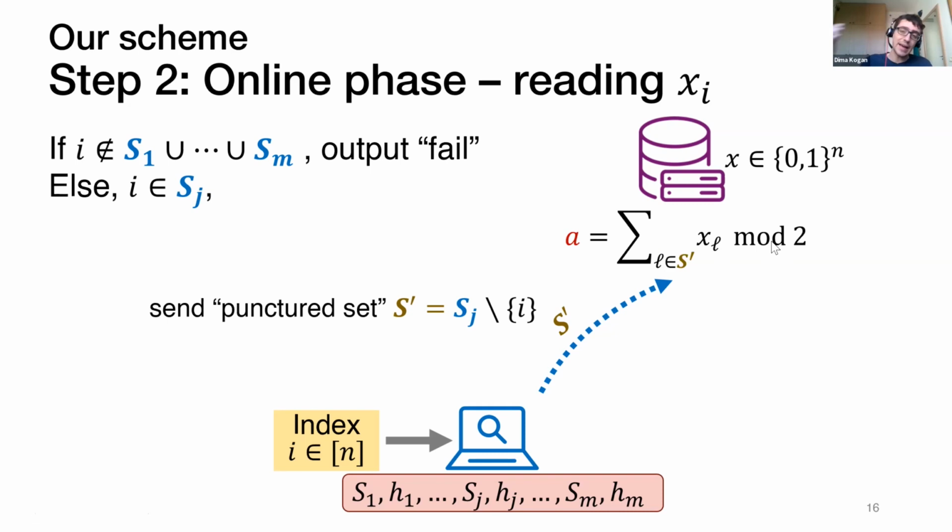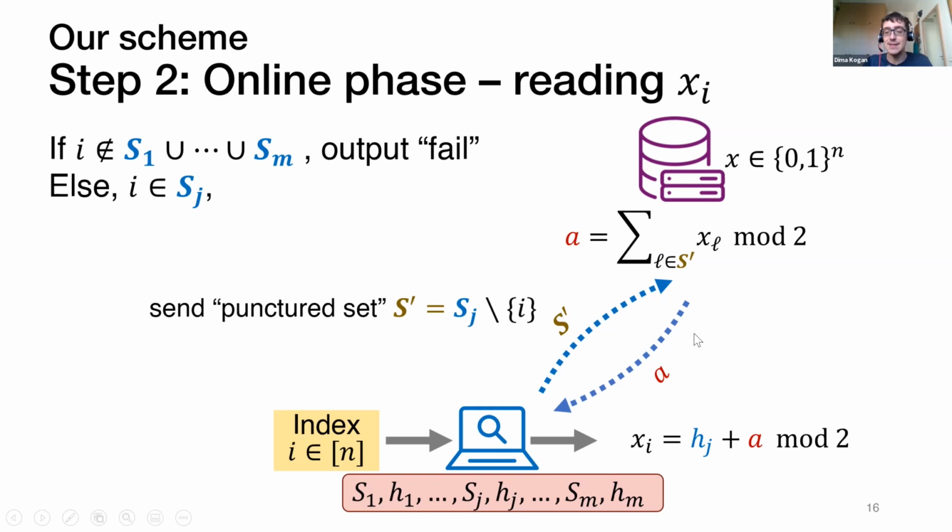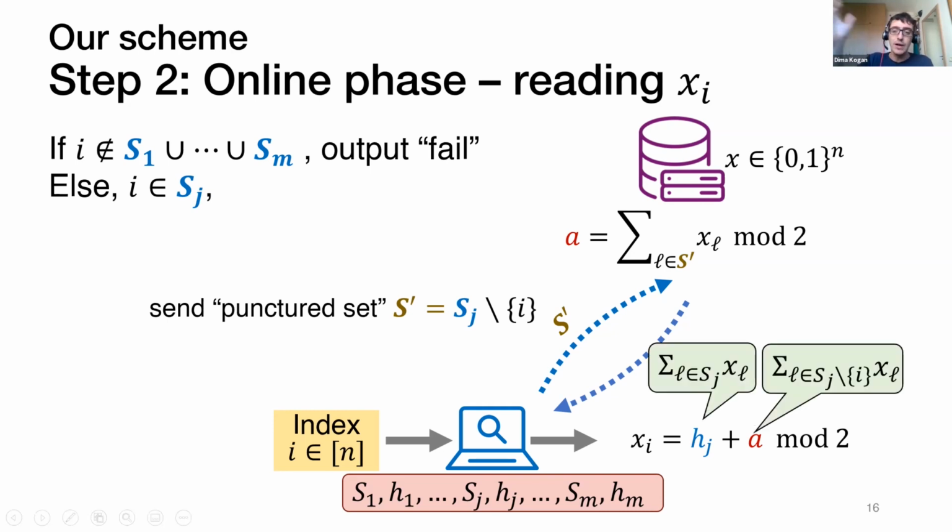What the online server does, again, is compute the parity of the database bits indexed by the set S prime and send back this answer A to the client. And now the client has at hand 2 bits. It has the parity bit H_j that is basically the sum of all the database records indexed by the set S_j. And it has the response from the server A, which is basically the parity of all those same bits, except record i, bit i, is missing.